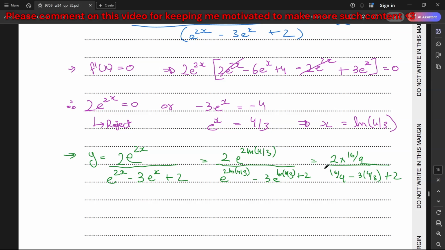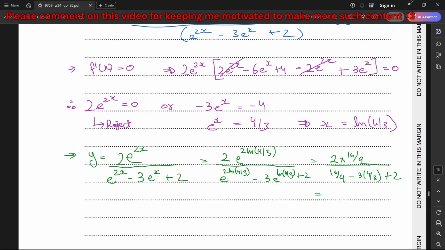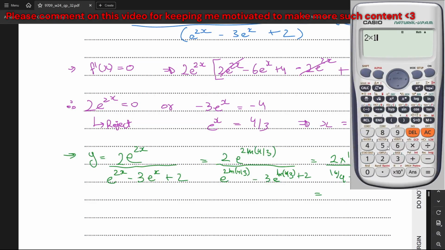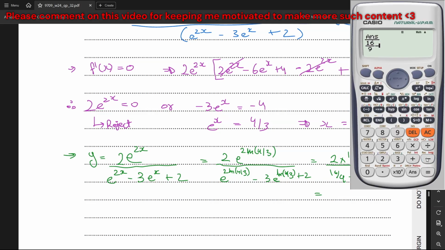plus 2. And then if I try to solve this, let's see what am I going to get. Let me take my calculator and get this going. So 2 into 16 by 9, and whatever is the answer, I'm going to divide it with 16 by 9. Then minus 3 into 4 by 3 is just minus 4 plus 2. So minus 4 plus 2 is minus 2. So minus 16 is what I'm getting.